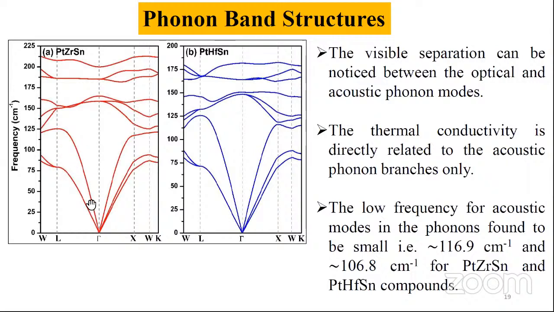This lower one is the acoustic and the upper one is the optical phonon. The small phonon band gap, or the maximum overlapping of the acoustic and optical phonon modes, is a main advantage in enhancing phonon scattering, and it is useful to attain a low value of lattice thermal conductivity. The thermal conductivity is directly related to the acoustic phonon branch. In this case, the frequency of the acoustic phonon is approximately 160 in the case of Zr, and in the case of Hf, it is equal to 106. From this figure, we can say that these materials are dynamically stable.